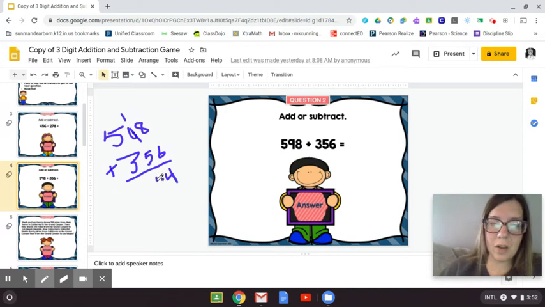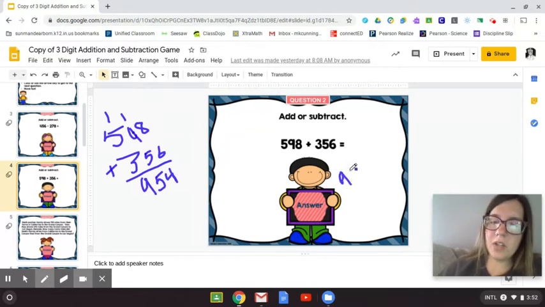Once again, though, I cannot write 15 in this place. So we're going to carry that 1 over again. And we have our 1 up here. 1 plus 5 is 6, and 6 plus 3 is 9. So 598 plus 356 equals 954.